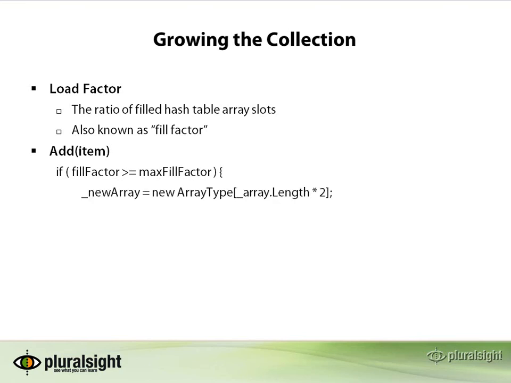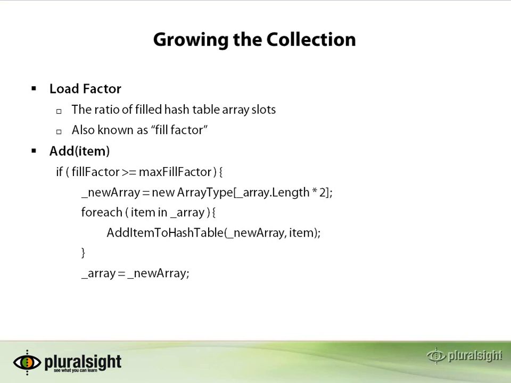All we do is we allocate a new array, and that array is going to be twice as long as the current array we have. Then we enumerate over each item in the existing array. We add the item to the new array. It's actually pretty straightforward when you think about it, because when you add that item to the new array, it's going to be hashed into that array, but this time it's going to take into account that there's twice as many buckets available. So it's very likely that it'll be hashed to a different location.